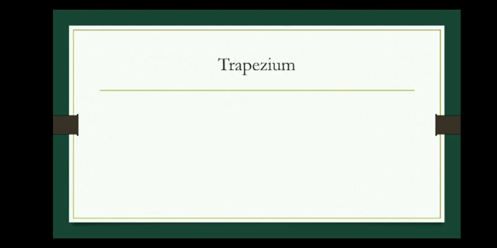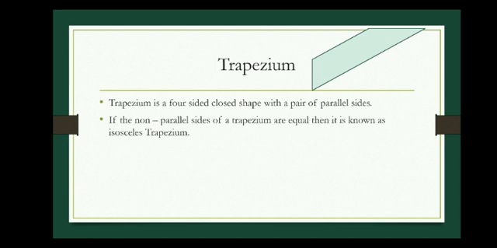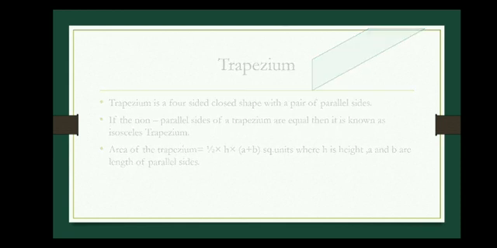Next we learnt about the trapezium. A trapezium is a four-sided closed shape with a pair of parallel sides. If the two non-parallel sides are of equal length, then that trapezium is called an isosceles trapezium. And the area of a trapezium is equal to half into height into the sum of the parallel sides, square units, where h is the height and a and b are the lengths of the parallel sides. Okay, this is what we have learned in this unit, measurement.